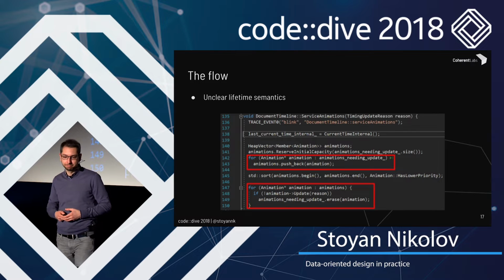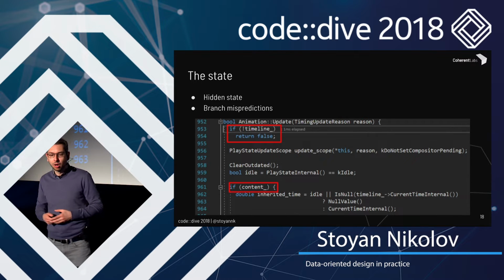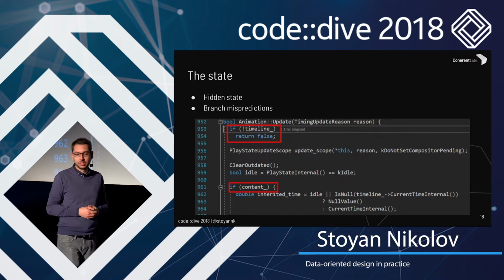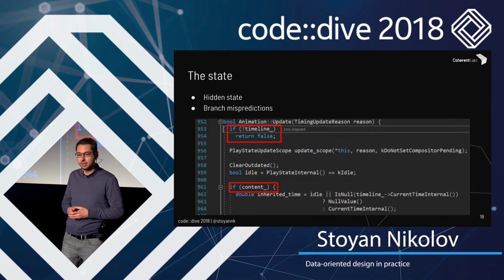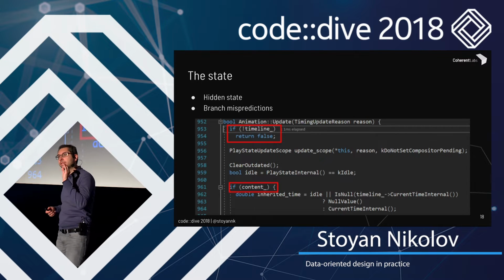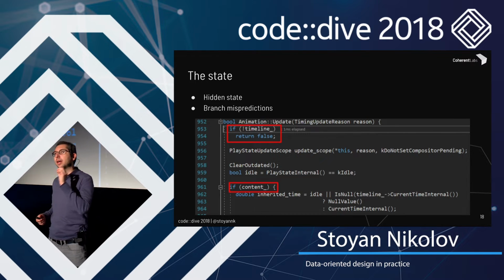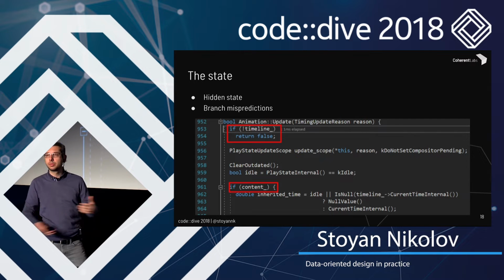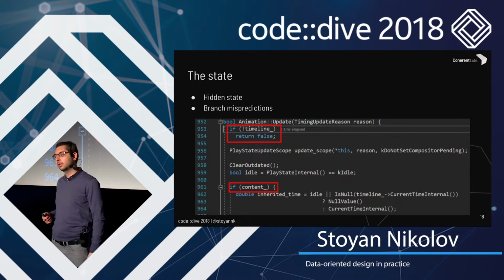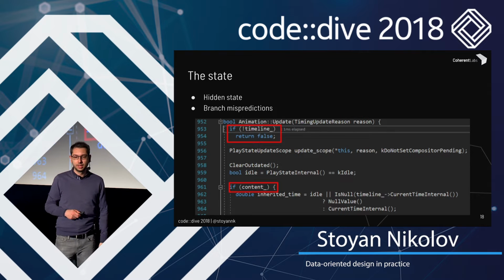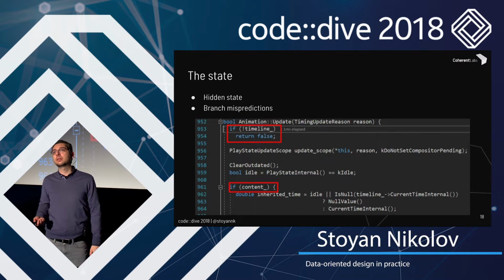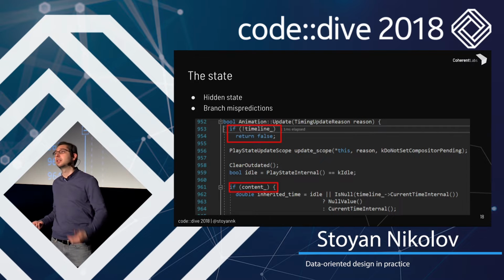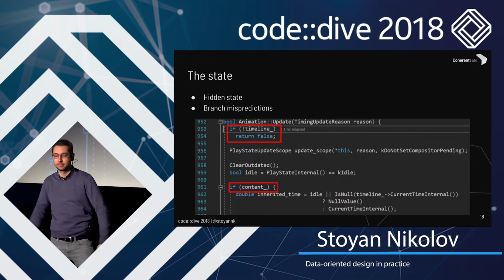effects down the line. So next up, we go into this update method. Okay, it's what you would expect. There's a timing update reason and so on. But the very first line should ring a red bell in your mind. It's if there is no timeline, which is some kind of pointer, you return false. And it means that in this vector of animations that are apparently needing update, there are actually animations that don't need update. They just have to, they don't do anything.